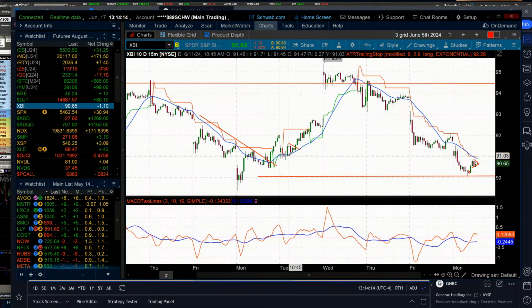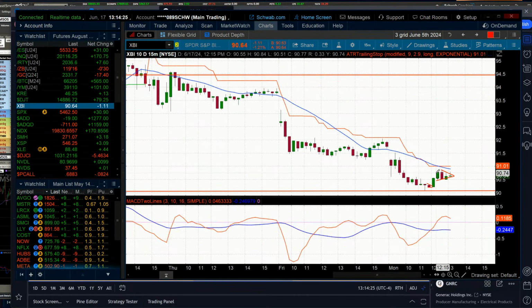Now, a bull flag under the ATR trailing stop is a little scary, but at least you'd have one reason: I broke a bull flag. Got to have something. So as you see, it's no bargain yet. On a 15-minute, it's overbought. I want to see if it works off this overbought down here.